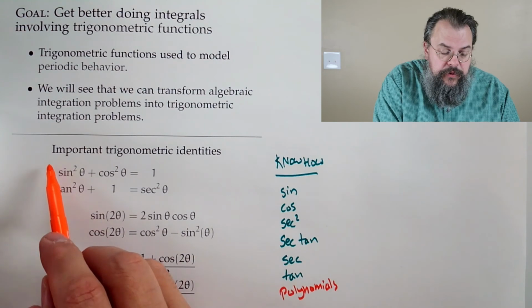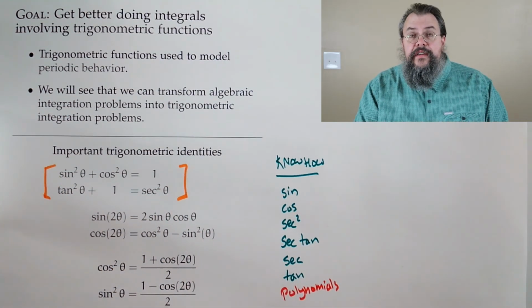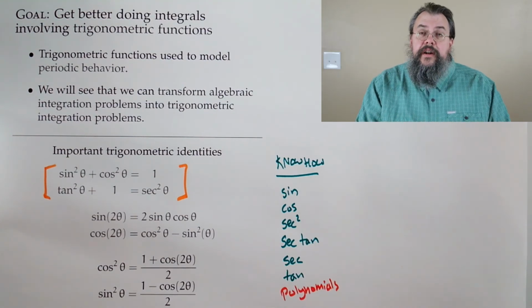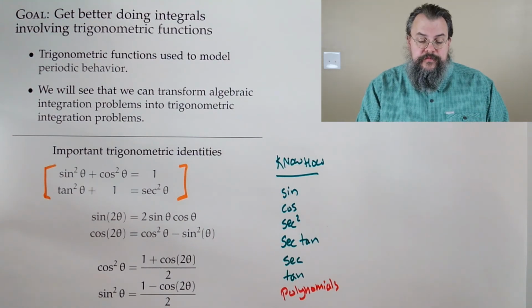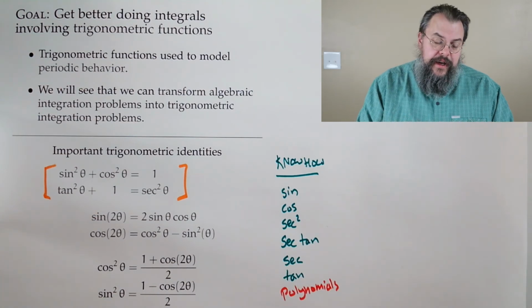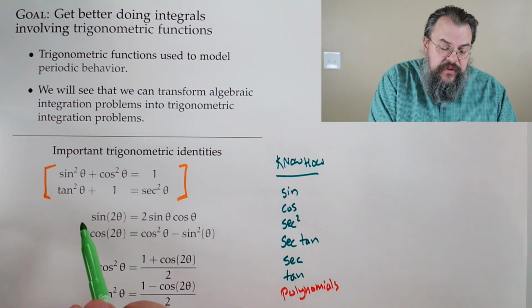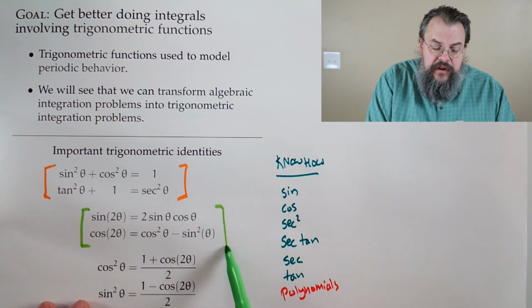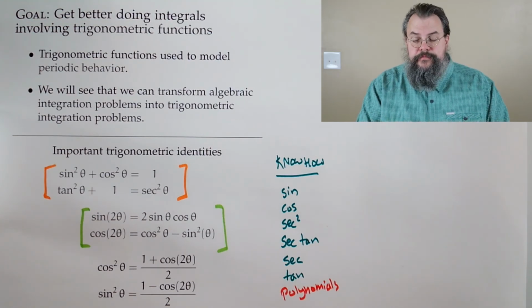They fall into 3 groups. There's what we call the Pythagorean identities: sine squared plus cosine squared equals 1, and tangent squared plus 1 equals secant squared. The reason we call them the Pythagorean identities is they really are just another way of expressing the Pythagorean theorem. Okay, the next set are double angle. It gets its name because it deals with double an angle. Namely, sine of 2 theta is 2 sine theta cosine theta. Cosine 2 theta is cosine squared minus sine squared.